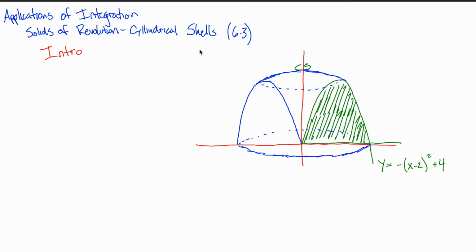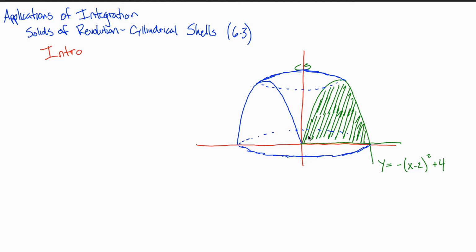And in 6.2, what we learned is how we could figure out that volume using washers or disks. In 6.3, we're going to figure out the exact same volume. In fact, we'll even get the same answers, but we'll use a different method, the method of cylindrical shells. So the idea here, this example is supposed to kind of motivate it.